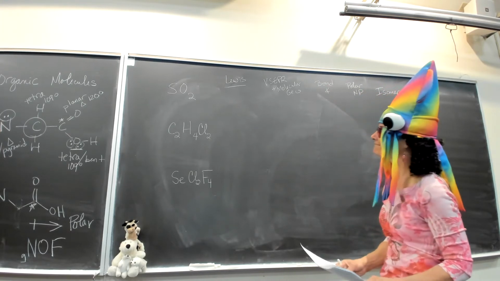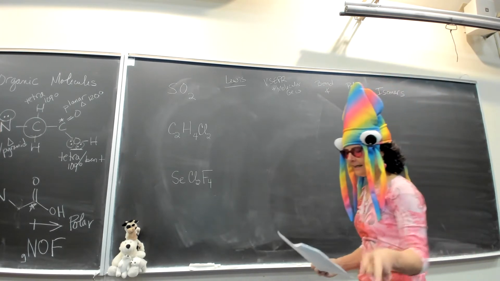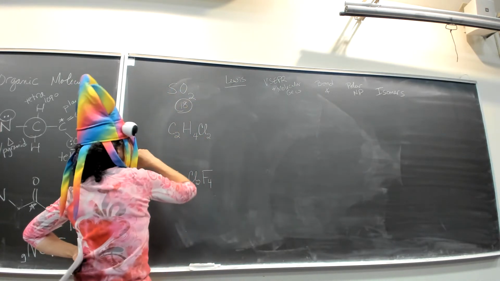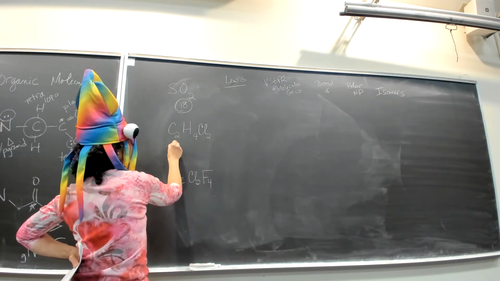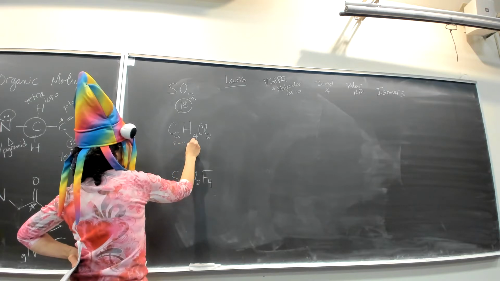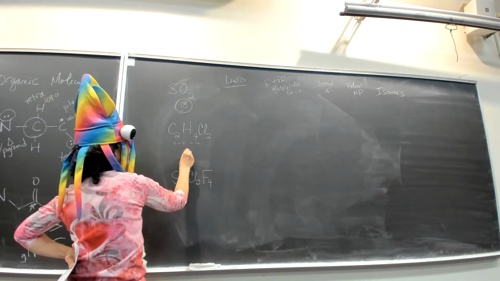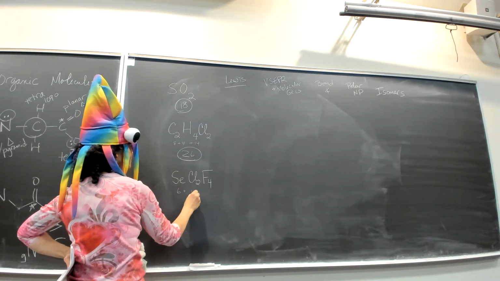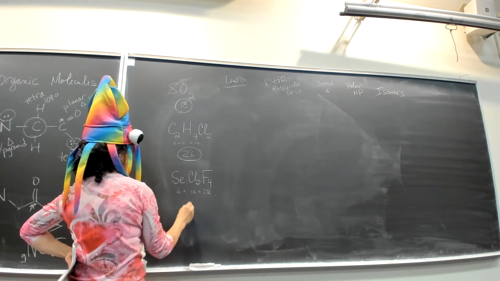All right. Count your electrons. 18. 8 plus 4 plus 14, so 26. This will be 6 plus 14 plus 28, 48.